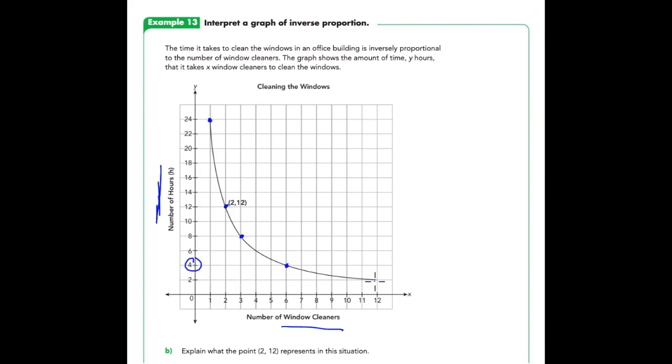And again, if you have 12 window cleaners cleaning the windows of the office building, it would only take 2 hours to get the job done. But the point we were being asked about was (2, 12), so we could say that if 2 window cleaners are working on the office building, it's going to take 12 hours to get the windows finished.